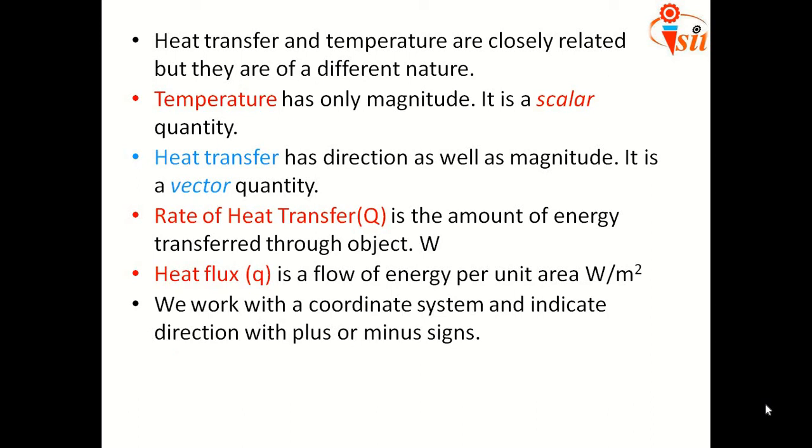We work with the coordinate system and indicate direction with a plus or minus sign. Heat transfer from the system to the surroundings we call positive, and heat gained by the system from the surroundings we call negative. For example, let us take a hot baked potato to understand the concept of heat and temperature.